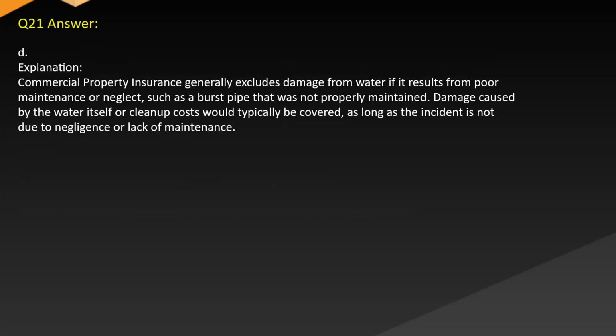Answer. D. Explanation. Commercial property insurance generally excludes damage from water if it results from poor maintenance or neglect, such as a burst pipe that was not properly maintained. Damage caused by the water itself or cleanup costs would typically be covered as long as the incident is not due to negligence or lack of maintenance.